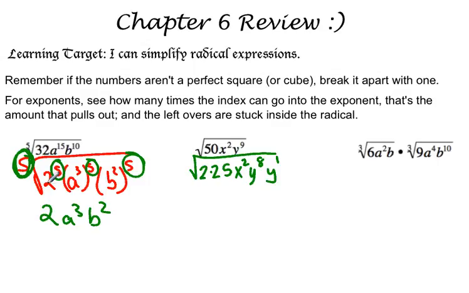Now, if we look at taking the square root of all of that, well, we don't know the square root of 2, so that's going to stay in, but we do know the square root of 25, which is 5. We can pull out the square root of x squared, that's going to be x, and the square root of y to the 8th is going to be y to the 4th, because 2 can go into 8 4 times. Y to the 1st can't be pulled out, so it's left inside.